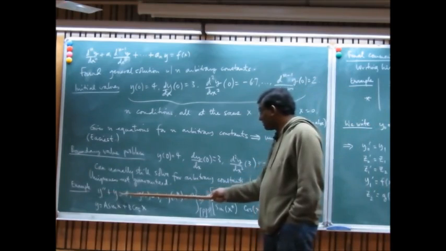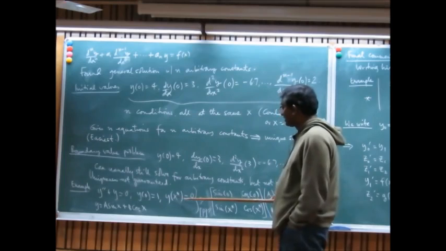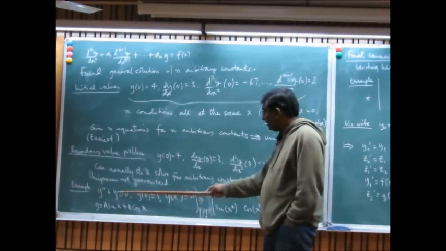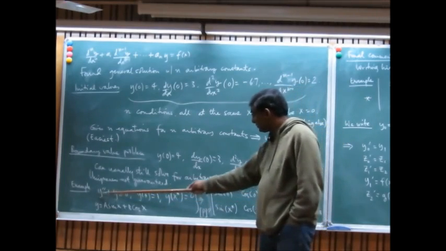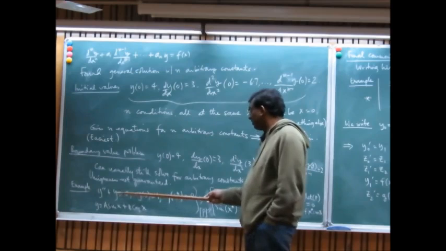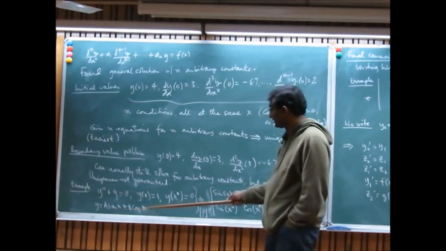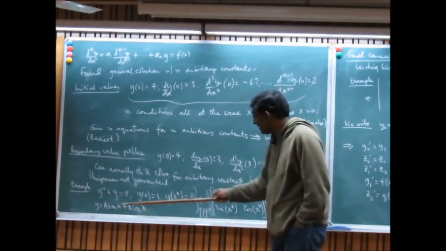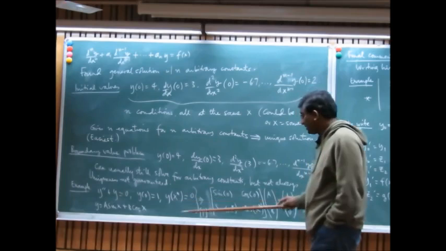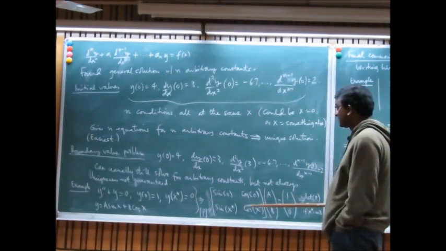So here is an example. y double prime plus y equals 0 and y of 0 is given and y at some other x star is given. Looking at this, you may know lambda square plus 1 equals 0 means lambda is plus minus i, or you may just remember that the solution is a sin x plus b cos x. How to find a and b? From the boundary values. We can set it up as a system of equations. The matrix form is useful.